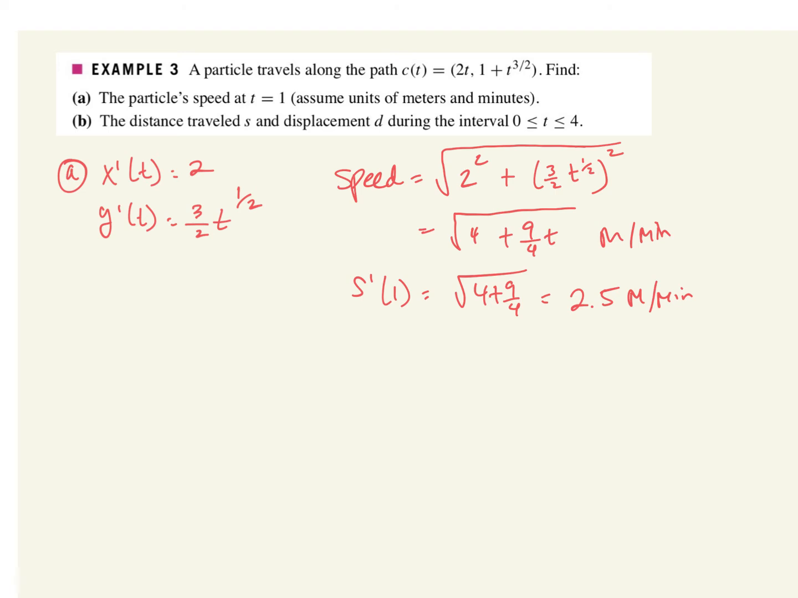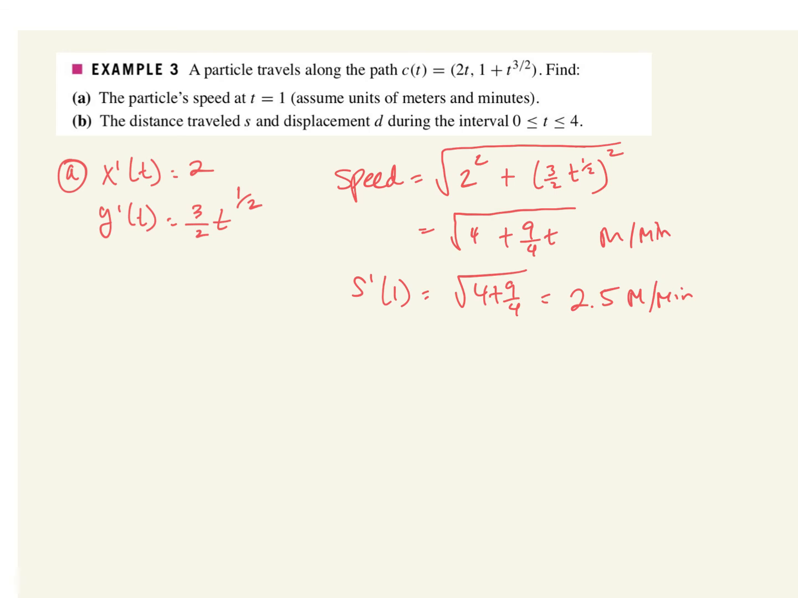The distance traveled, s, and the displacement, d, during the interval from 0 to 4. What are they asking us to do? Find the integral. Find the integral, I believe, of the arc length from 0 to 4. Yeah, cool. You can say it that way, absolutely, or the integral of the speed. Either way is totally fine, right?